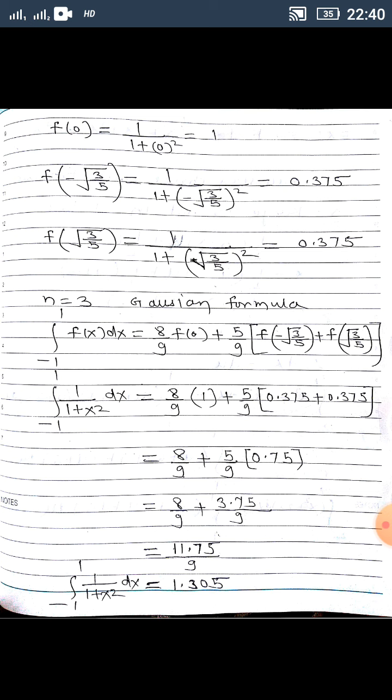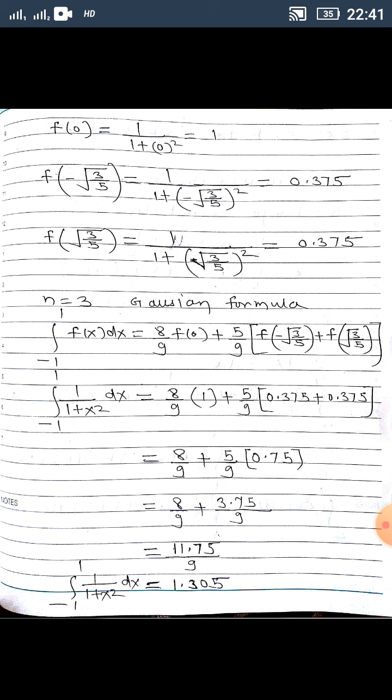For n is equal to 3, the integral from -1 to 1 of f of x dx is 8 by 9 f of 0 plus 5 by 9 times (f of minus root 3 by 5 plus f of root 3 by 5). Now the calculated values we have substituted. f of 0 is 1, so 8 by 9 times 1, plus 5 by 9 times (f of minus root 3 by 5, which is 0.375, plus f of root 3 by 5, which is 0.375). So 8 by 9 plus 5 by 9, the inside simplification is 0.75.